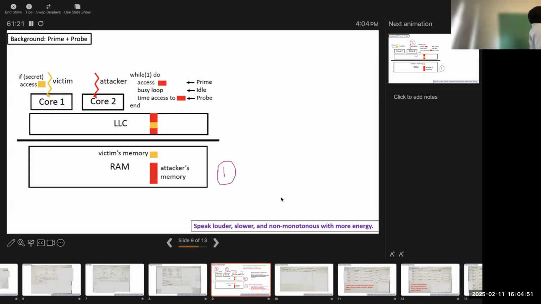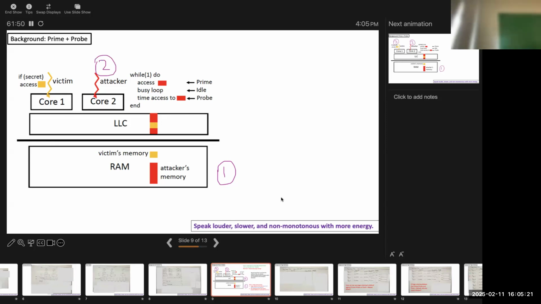Okay, so first, there is no sharing. This is RAM, this is the attacker's memory, attacker's data, and this is the victim's memory or victim's data. They are not shared, they are not doing page sharing here, okay? But I know the memory address of the victim's data. As an attacker, I know the address, but I cannot access that address. I don't have permission. So based on the address, I know where it will be mapped in the cache.